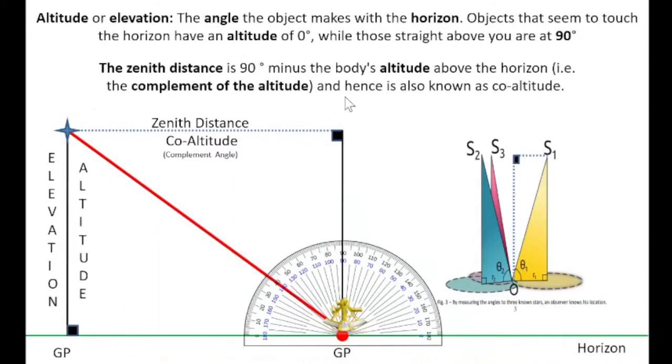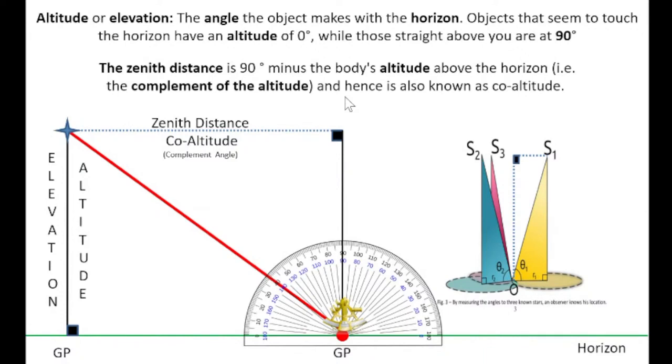Altitude or elevation: the angle the object makes with the horizon. Objects that seem to touch the horizon have an altitude of 0 degrees, while those straight above you are 90 degrees. The zenith distance is 90 degrees minus the body's altitude above the horizon, the complement of the altitude, and hence is also known as co-altitude.